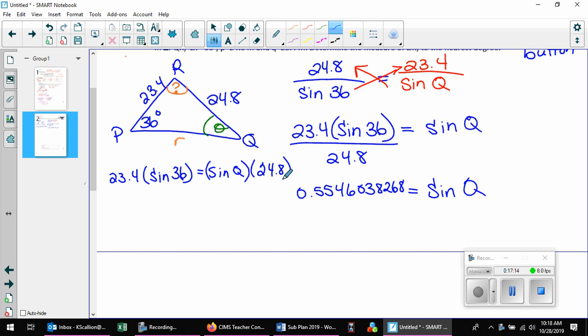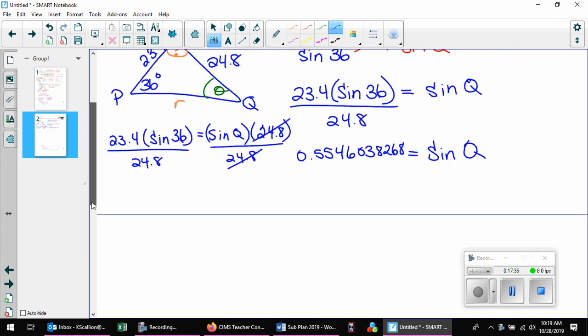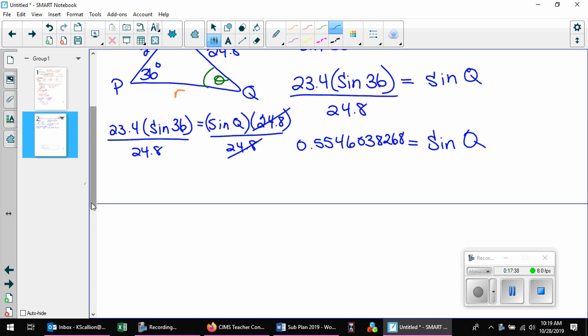Right, so I want to isolate that sine Q. So I'm going to divide this side by 24.8, and I'm going to divide this side by 24.8. Those will cancel each other out, and I'll be left with that. All right, so in my calculator, and you don't have to write this step down, I write it down in my notes so that when I go back and look at it, I remember what I did. So I'm going to do sine to the -1. The -1 means that I've used my second function button in my calculator.